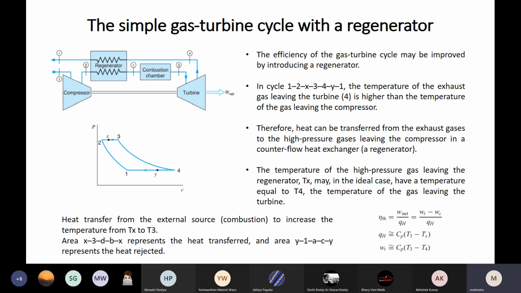After the compressor, the air is at a certain high pressure and high temperature, but this temperature is all the time less than this particular exit temperature. So there is a temperature difference between them. These combustion products are donating heat to the fresh oxidizer which is about to enter the combustion chamber. That way the efficiency would be increased more.